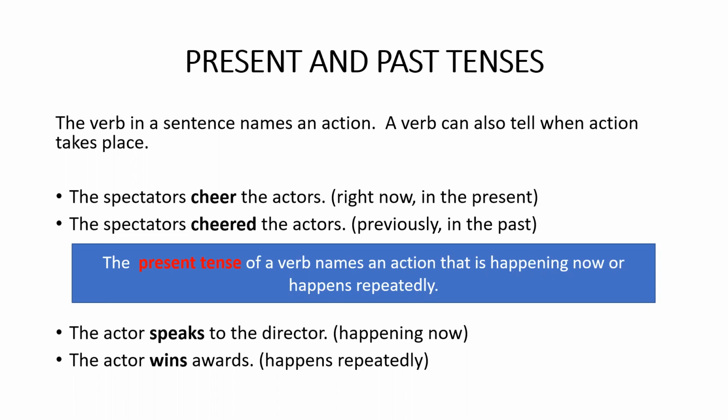So the form of a verb that shows the time of an action is called the tense of the verb. When you name an action that takes place in the present, you use the present tense. So what is present tense? The present tense of a verb names an action that is happening now or happens repeatedly. The actor speaks to the director, which is happening now. The actor wins awards, which happens repeatedly.